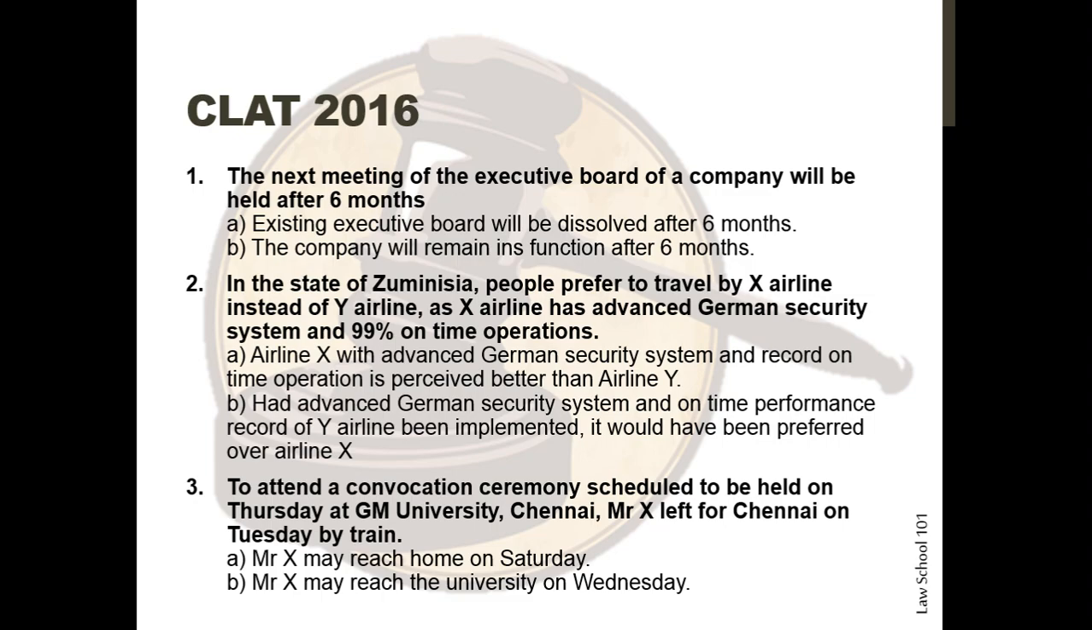Option A. Airline X with advanced German security system and record on-time operation is perceived better than airline Y. This is a valid assumption because we need to understand this very simple concept that people prefer A over B only when they think that A is better than B. So here, if we are saying that people prefer to travel by X instead of Y, it is because we have to assume that they find X better than Y. Until and unless we assume that, the statement won't hold true. Hence, A is a valid assumption.